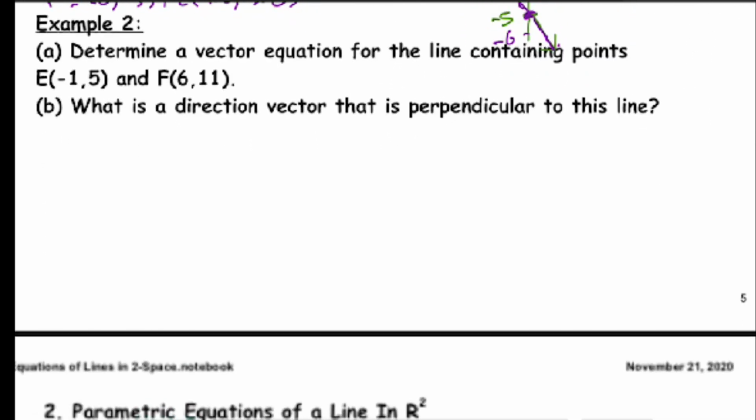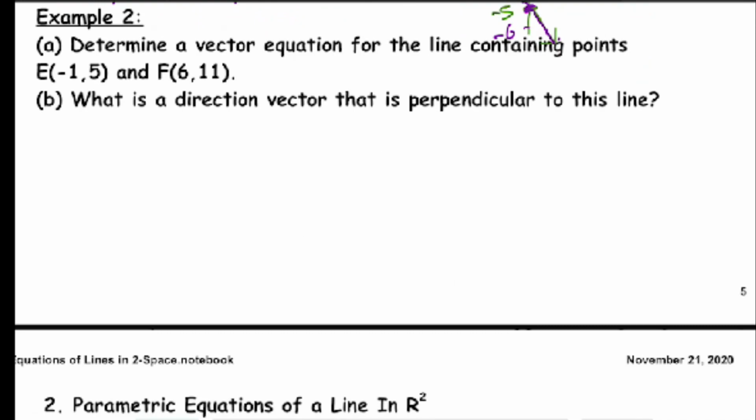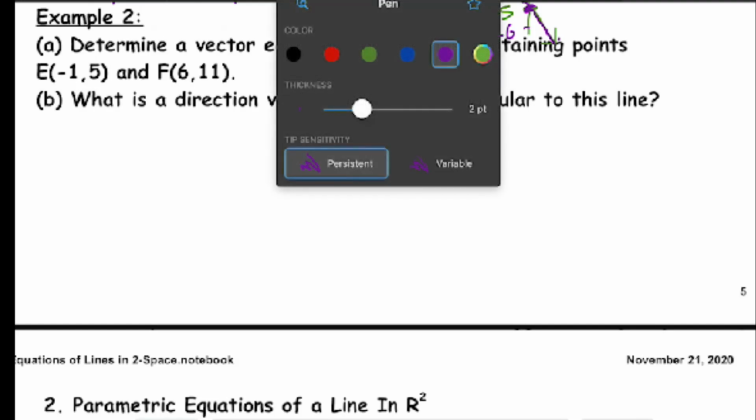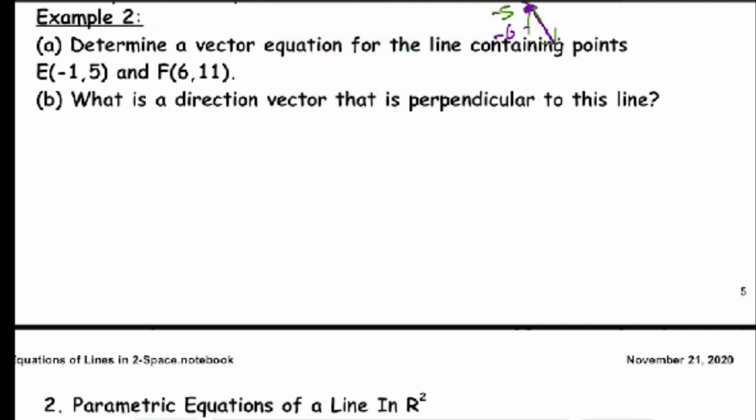Example 2, determine a vector equation for the line containing the points E at (-1, 5) and F, which is located at (6, 11). And question B, what is the direction vector that is perpendicular to this line? Let's start by choosing one of our points to use as the point for our vector equation. So we're working on A. And for my point, I'm just going to use point E.